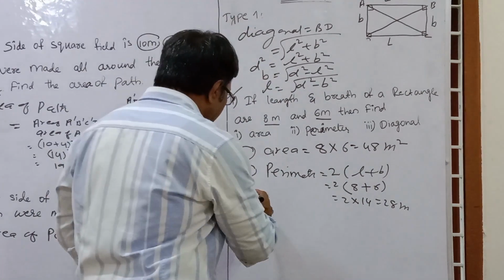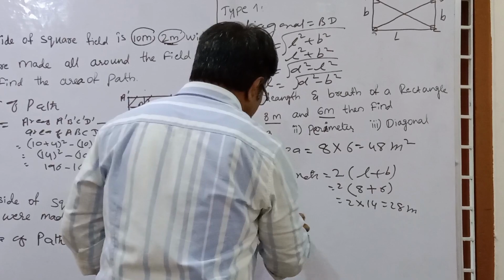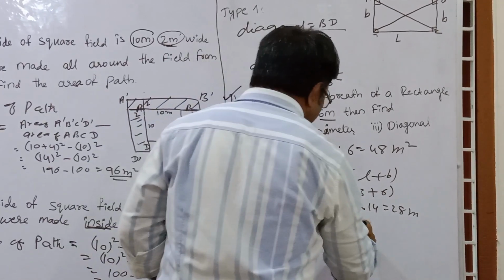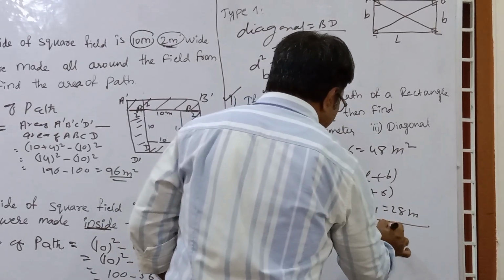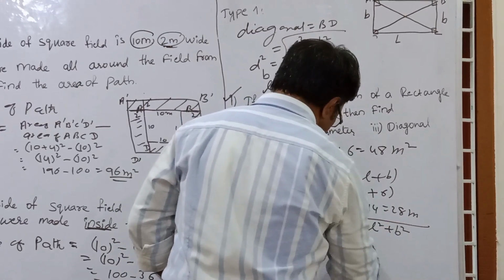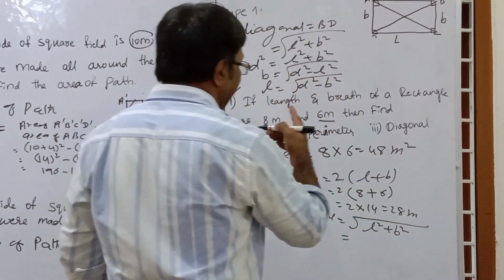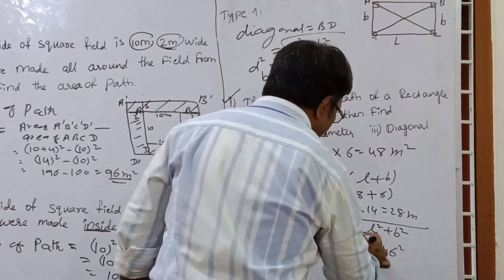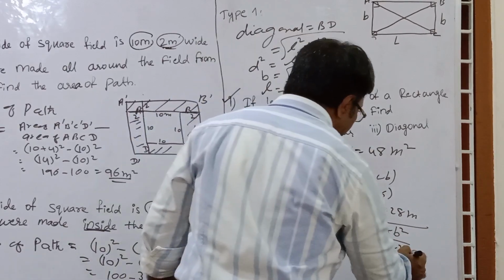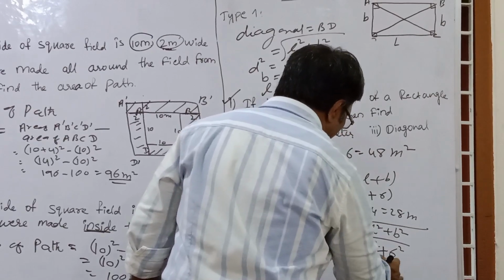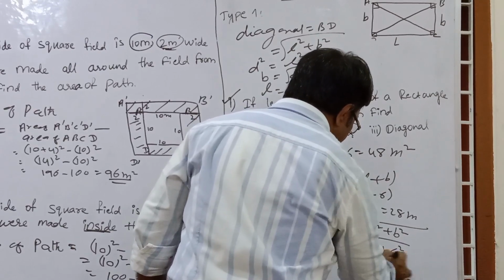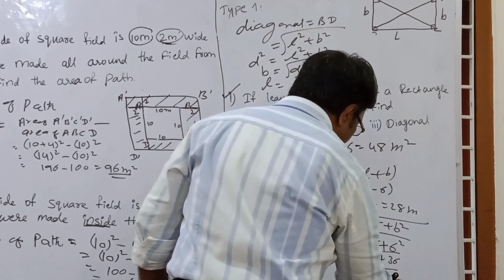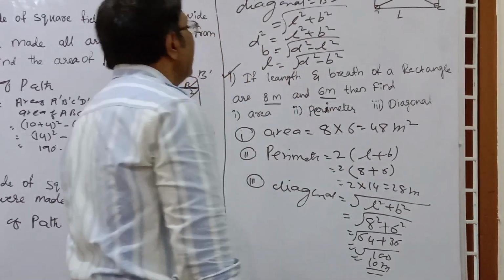In the same way, we have to find the diagonal. So this is the diagonal formula. Diagonal equals the square root of L square plus breadth square. L is given 8 meter, so this is 8 square. Breadth is given 6, that is 6 square. So root under 8 square plus 6 square, that is 64 plus 36, that is 100. The square root of 100 is 10 meter. So our correct answer is 10 meter.